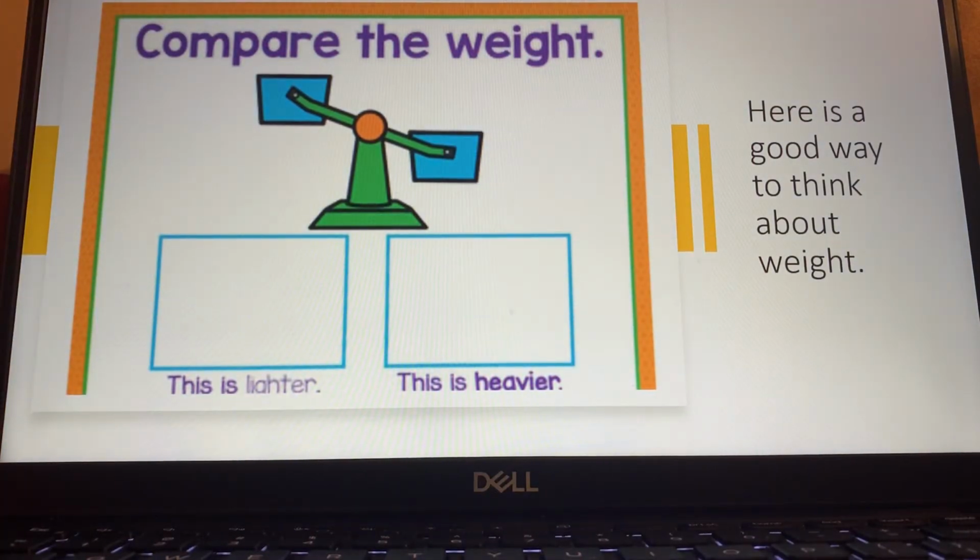So compare the weight. When you are talking about things that are lighter and heavier, it is called their weight. Remember last week's lessons, we talked about length and height. We talked a little bit about width. But when you are comparing if something is heavy or light, we are comparing weight.